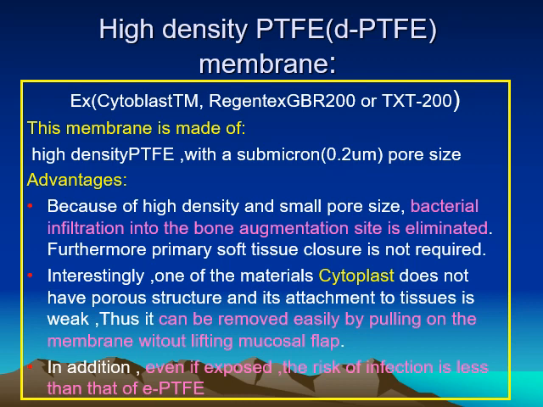Interestingly, one of the materials, for example the Cytoplast, does not have a porous structure and its attachment to tissues is weak. Thus, it can be removed easily by pulling on the membrane without lifting a mucosal flap. In addition, even if exposed, the risk of infection is less than that of expanded polytetrafluoroethylene membranes.